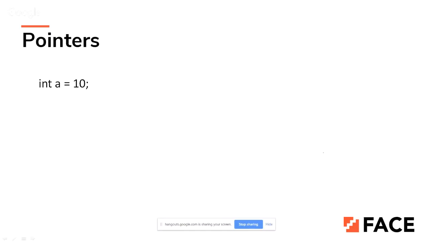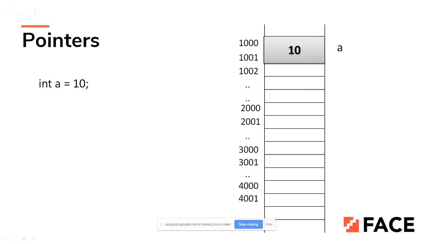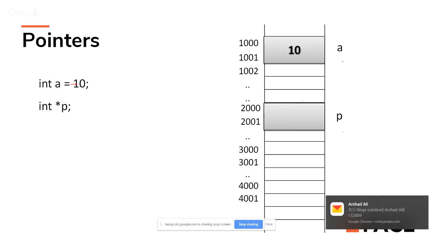Let's declare a variable called int a. Whenever I am declaring a variable, automatically memory will be created for that particular variable. Here I have declared int a equal to 10, so memory has been created for that variable and the value 10 has been stored in that memory location. Int star p: similar to a variable, whenever I am declaring a pointer variable, memory will be created. So I have declared a pointer variable with the name p, and memory will be created for that variable.